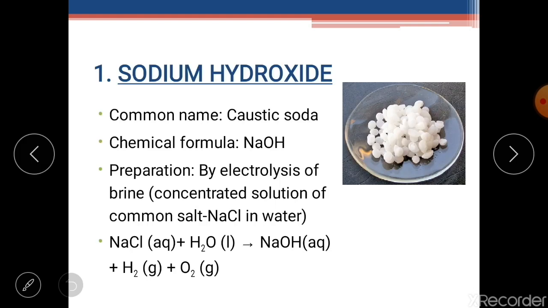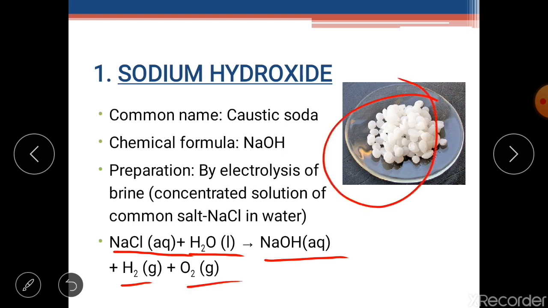Now how will we represent this by a chemical reaction? So it will be, look, NaCl aqueous with water, on passing electricity, forms NaOH in aqueous form, hydrogen and chlorine gas. Here you can see sodium hydroxide pellets being shown in this picture.